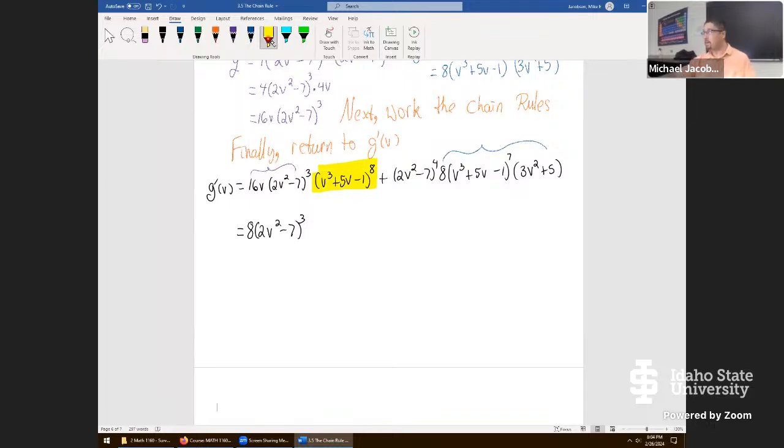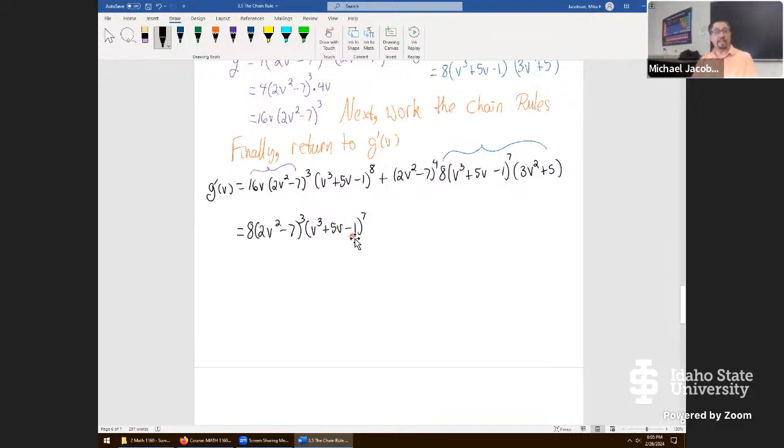V cubed plus 5V minus 1 does occur again right here. But we only can take out the minimum power, the 1 to the power 7. So let's write this in as V cubed plus 5V minus 1 to the 7th power. Beyond that, the only other factor we haven't really looked at is this one. But 3V squared plus 5 doesn't show up anywhere. So much like that V that's just kind of alone, this one's going to stay right where it is as well. So that to the left is the greatest common factor.